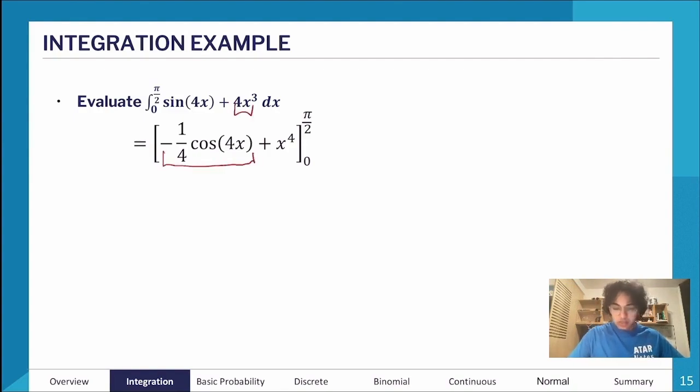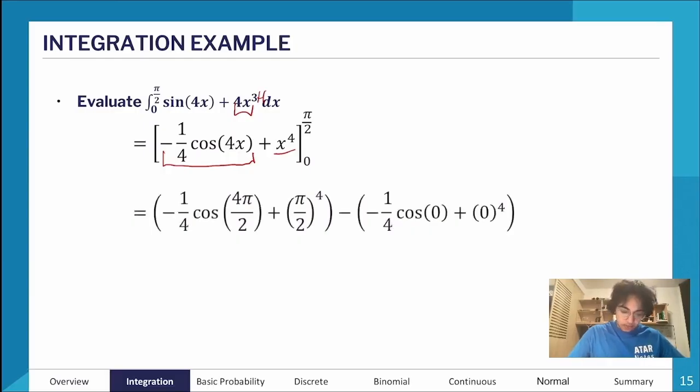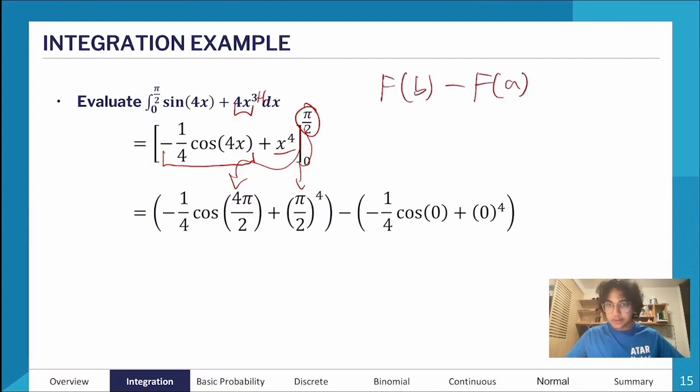And if we integrate this, we just follow the integrating a polynomial rule. So we add 1 to the power, so 3 plus 1 is 4, and divide by 4, and we get this. Relatively simple, hopefully. And then after this, we apply the fundamental theorem of calculus. What I've done here is I've subbed in pi on 2 into the calculated expression from earlier, then I've subtracted that from subbing in 0. So really all I've done is f of b minus f of a, just following the fundamental theorem of calculus.